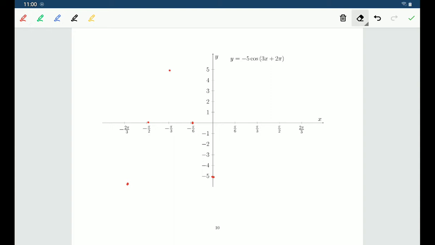I think that's not quite 5 there. Let's just fix that one, make that look a little bit better. There we go, and I'll connect the dots as best as I can. And there we go. That's one period of the cosine function that we've got. And I can continue on for a second cycle, going to 0, then up to 5, then back to 0, then back to negative 5.